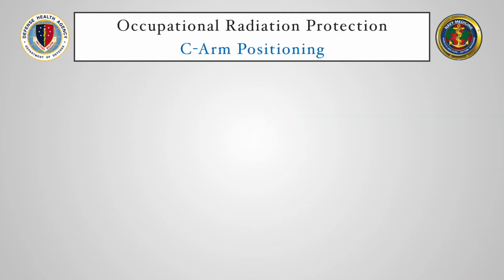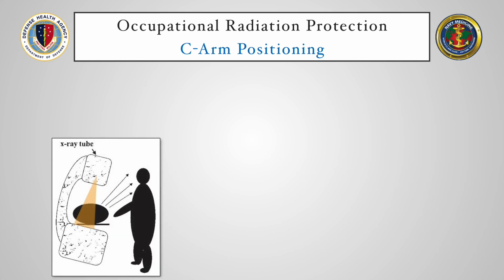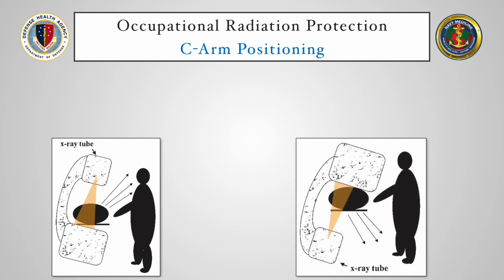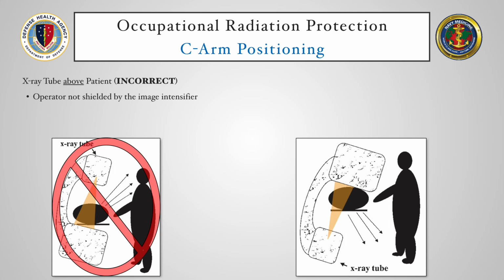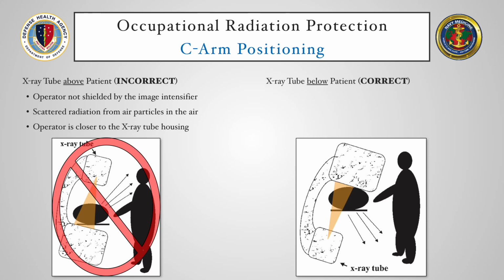With scattered radiation, let's do a quick discussion on C-arm positioning. You'll see two pictures, one with the X-ray tube above the patient and one with the X-ray tube below the patient. The X-ray tube above the patient is incorrect. The operator is not shielded by the image intensifier. Scattered radiation from the air particles is directed at the operator, and the operator is closer to the X-ray tube housing.